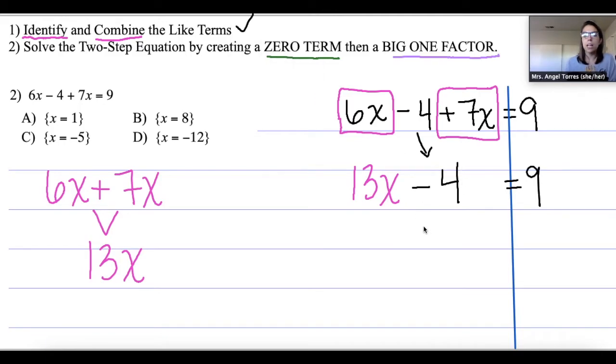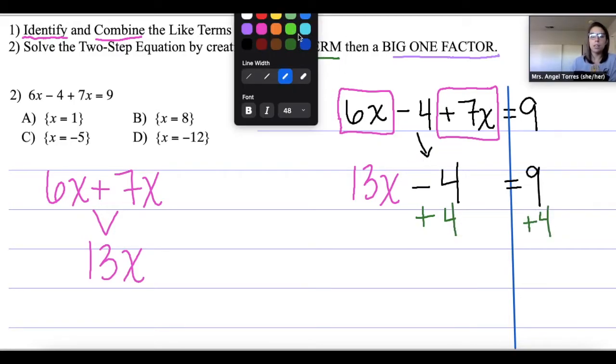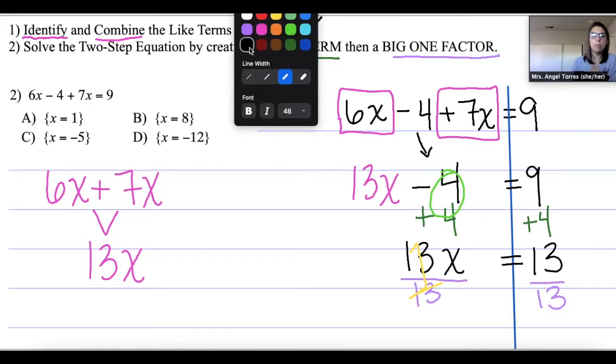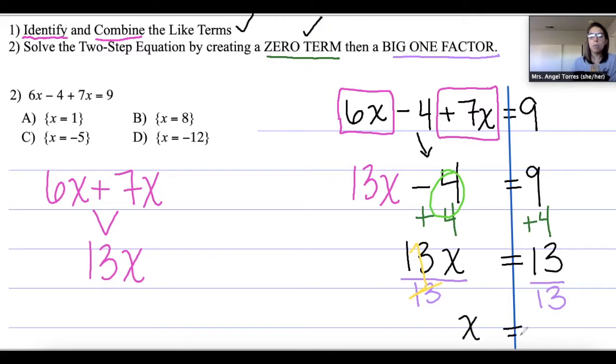Now I need to create a zero term out of the constant. So if my constant is negative, I'm going to add to make that zero term. So again, negative 4 plus 4, it gives me 0, and I bring down my 13x, and 9 plus 4 is 13. Check. Last step, make that big 1 with division. Divide both sides by 13. 13 divided by 13 is a big 1. And x equals 13 divided by 13 is 1. Correct answer here was A.